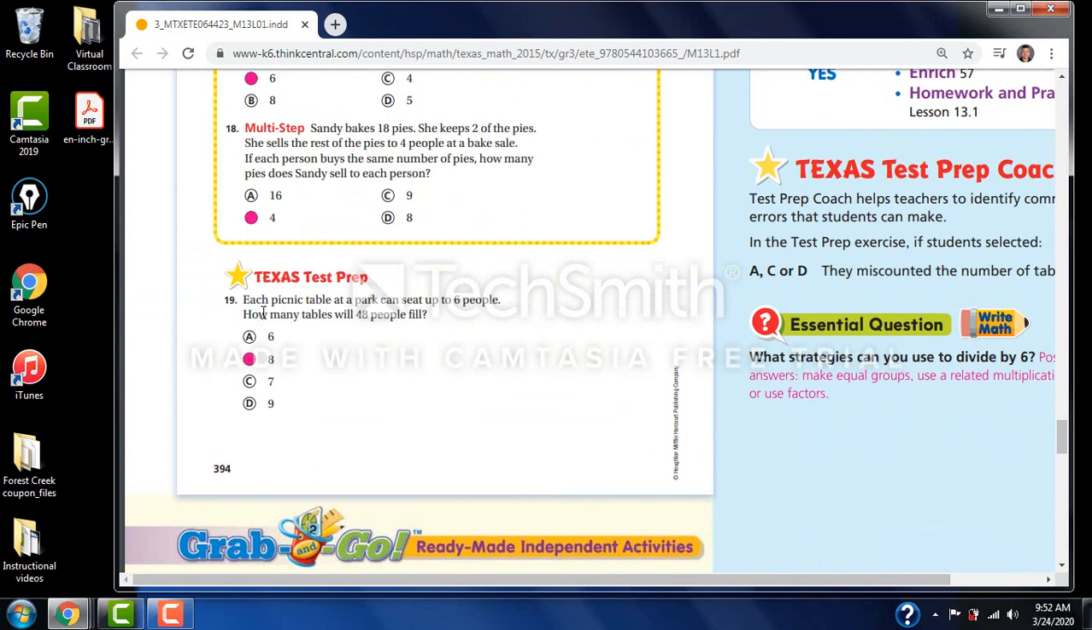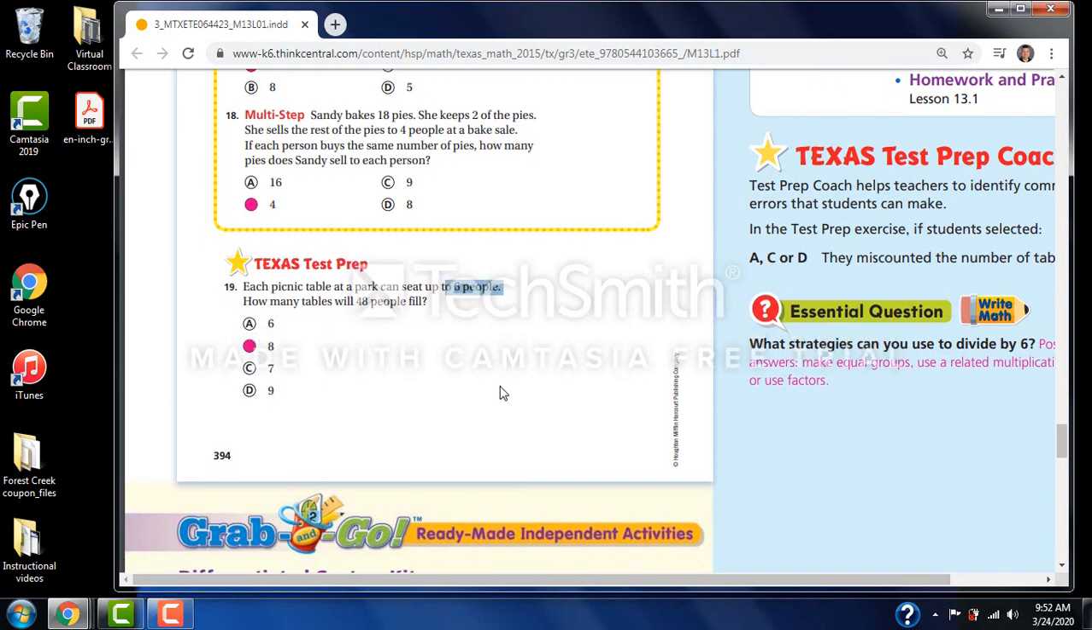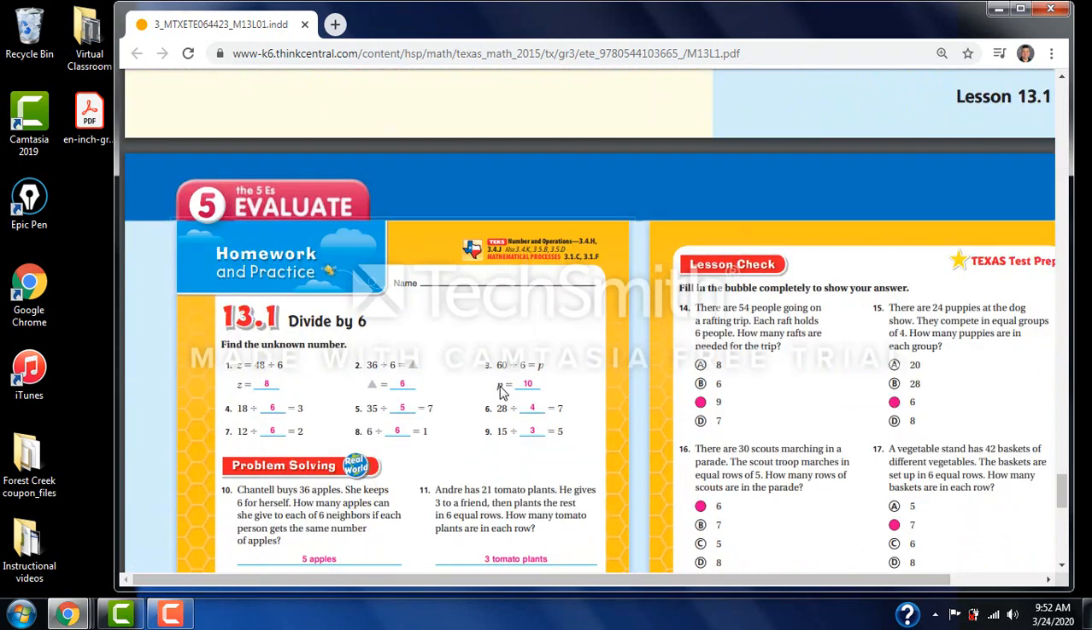Okay, your Texas prep. Each picnic table at a park can seat up to 6 people. How many tables will 48 people fill? So again, 48 is the beginning of your division sentence, divided equally into 6 people, so 48 divided by 6 equals 8. I hope everyone did pretty well on that one.